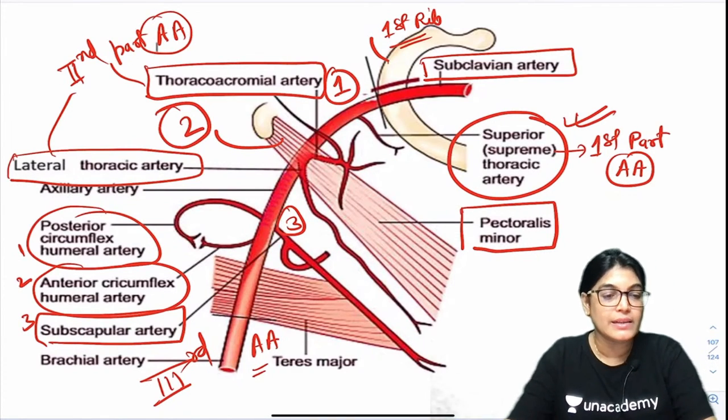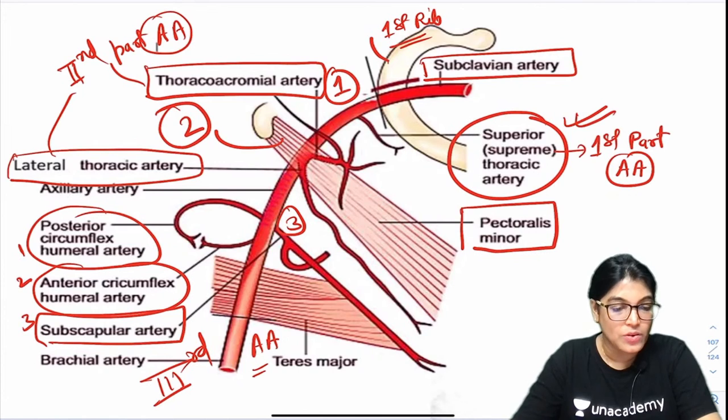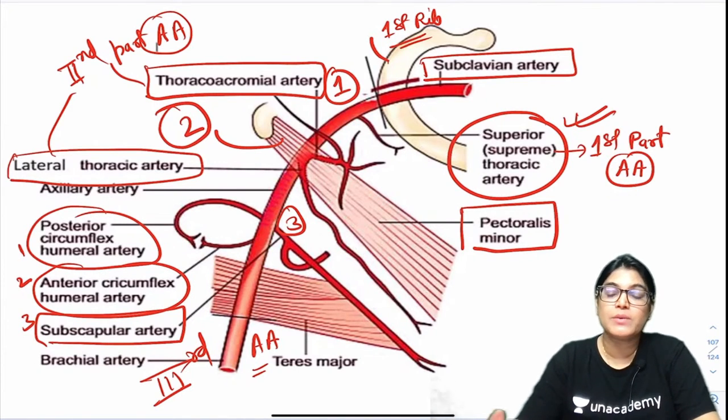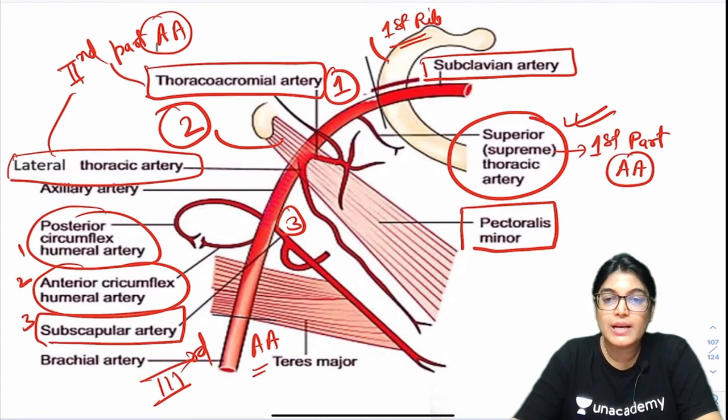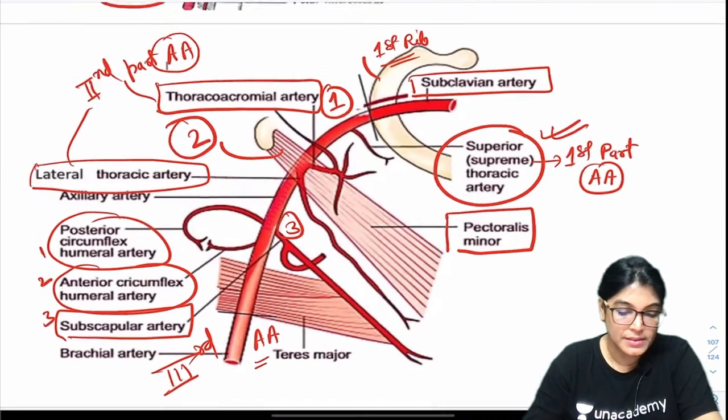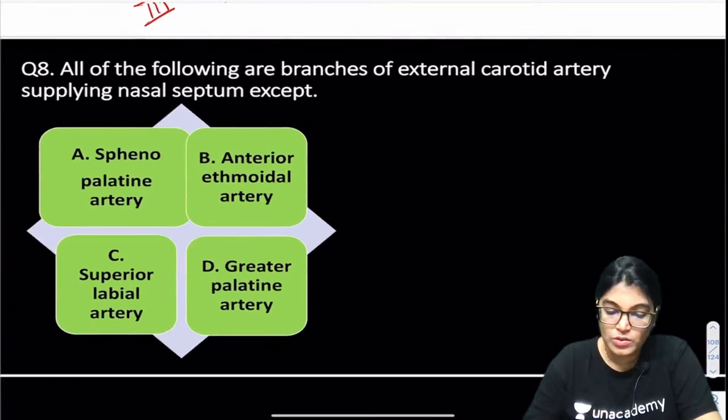So everyone clear? Any doubt? And one of the branches was deltoid, that was a branch from the profunda brachii artery. So I think this is clear to you. Can we move on to the next MCQ? That is MCQ number 8. Okay, so let's move on to the 8th number MCQ.